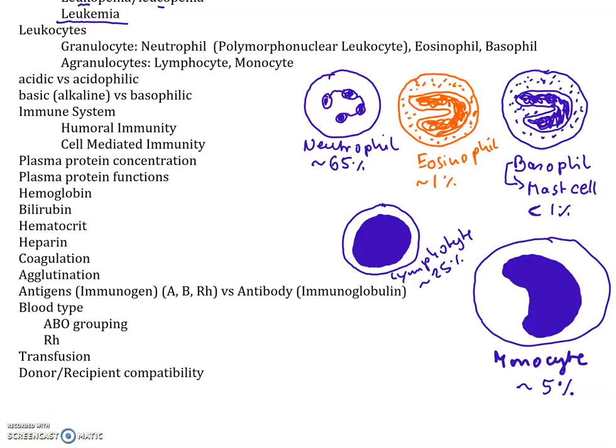Okay, so here are the drawings of these 5 different types of white blood cells. We just finished the neutrophil, so that's in the granulocyte category. The neutrophil is about 2/3 of your circulating white blood cells, and they are characterized by the segmented nucleus, so we call them polymorphonuclear leukocytes.